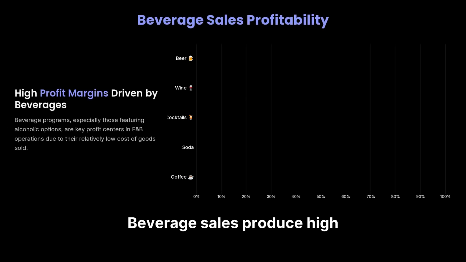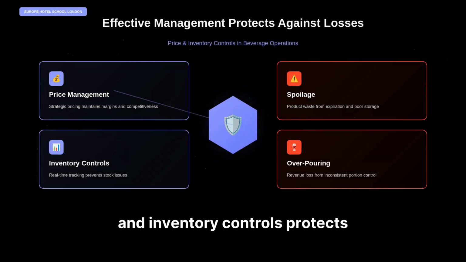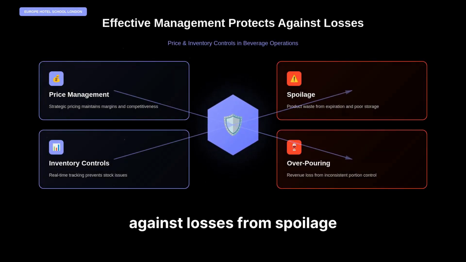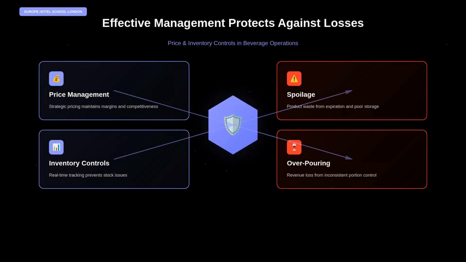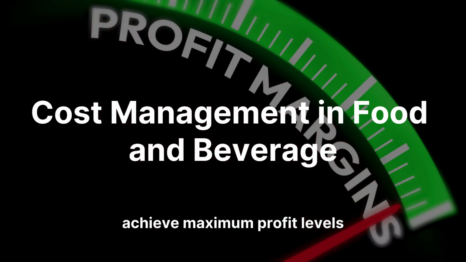Beverage sales produce high profit margins, especially when selling alcoholic beverages. Effective management of prices and inventory controls protects against losses from spoilage or overpouring. The aim of cost management remains constant: to achieve maximum profit levels.